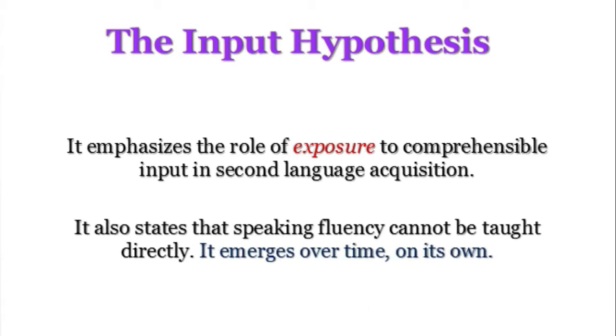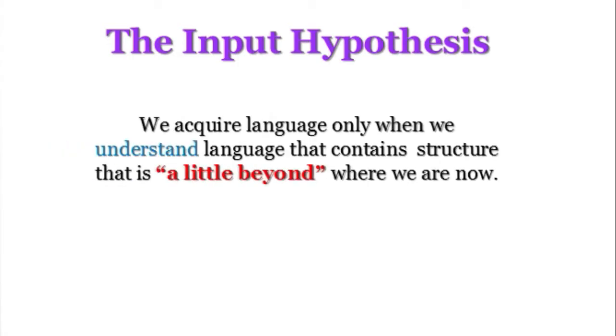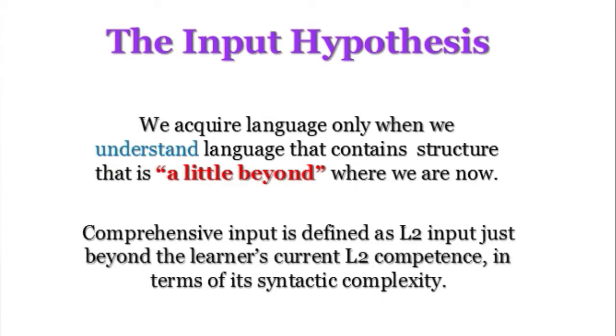It also states that speaking fluency cannot be taught directly, but it emerges over time on its own. The exposure here means the contact that the learners have with the target language that they are attempting to learn. That is to say, we acquire language only when we understand language that contains structure that is a little beyond where we are now. To say it using different words, comprehensible input is defined as the L2 input just beyond the learner's current L2 competence in terms of its syntactic complexity.